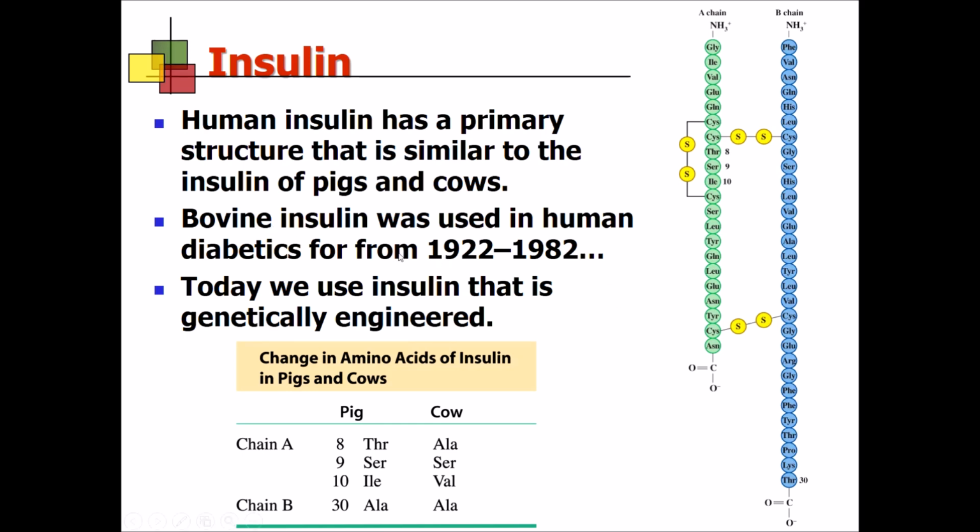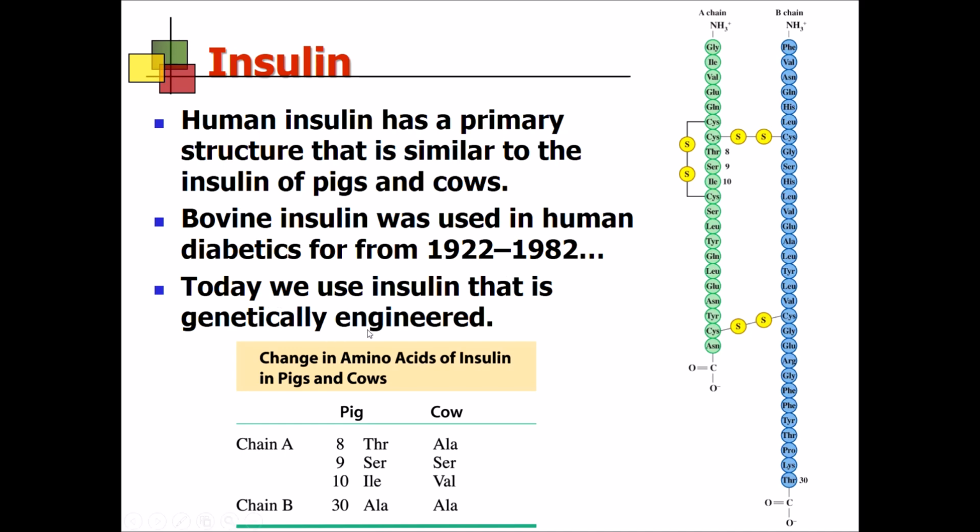So bovine insulin was used from 1922 when we discovered the cure until 1982. We take butchered animals and then extract the insulin from the pancreas and then use that in diabetic patients, and it worked pretty well for most of the patients. For like 90% of the patients it worked pretty well, but there was like that 10% that couldn't use it. They had an allergic reaction to it and it was bad.